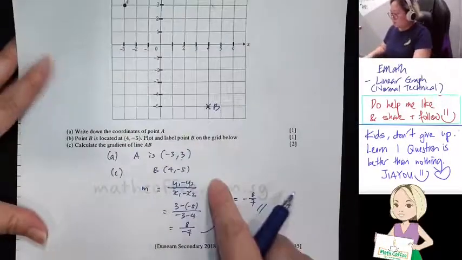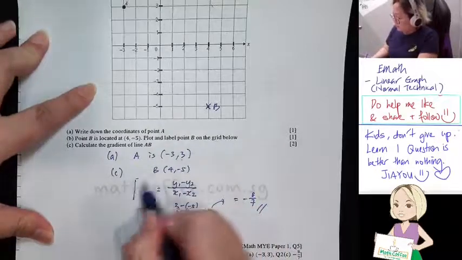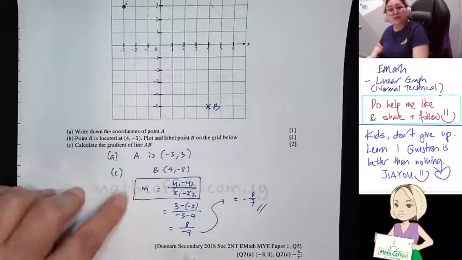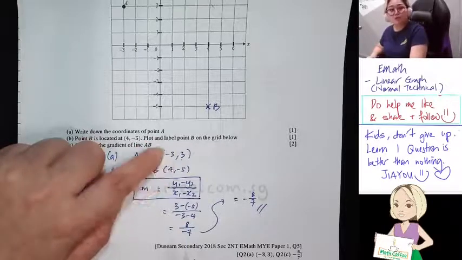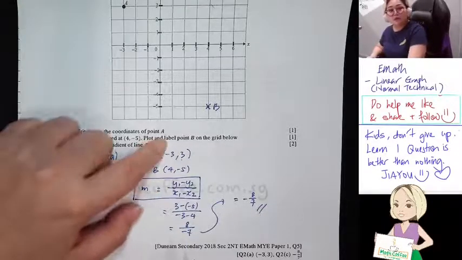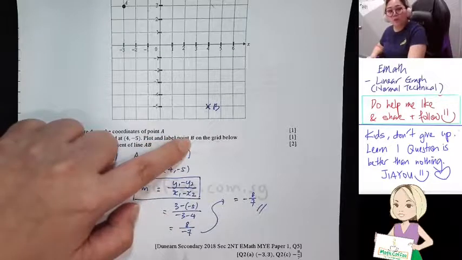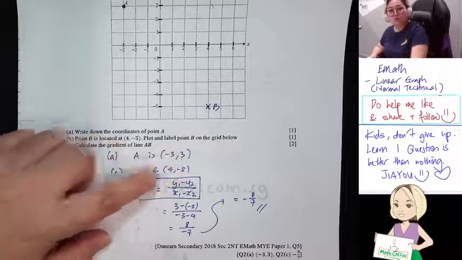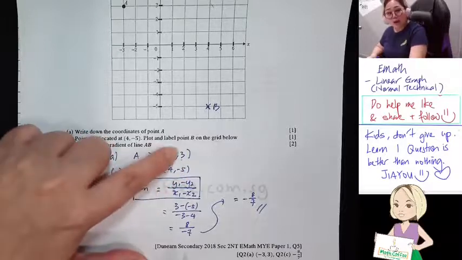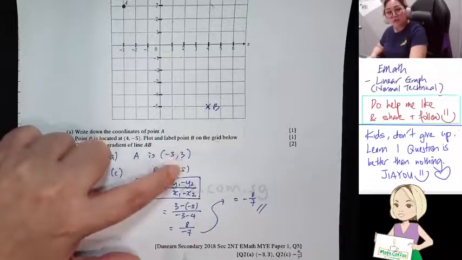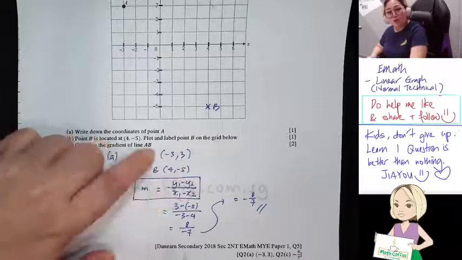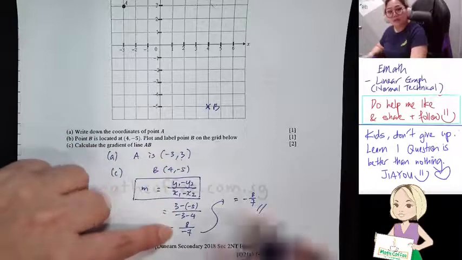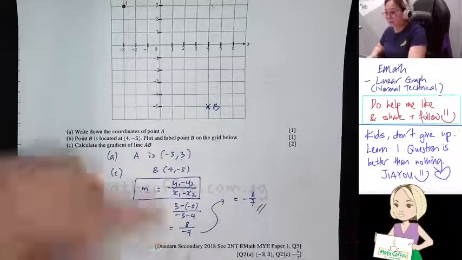Okay, so please remember to write this formula. This is to find the gradient of a straight line. Write out the two coordinates. The first point will be x1, y1. The second coordinate will be x2, y2. So the formula is y1 minus y2 over x1 minus x2. And of course, press the calculator, and after that, you get the gradient. Okay, so that's how you find the gradient.